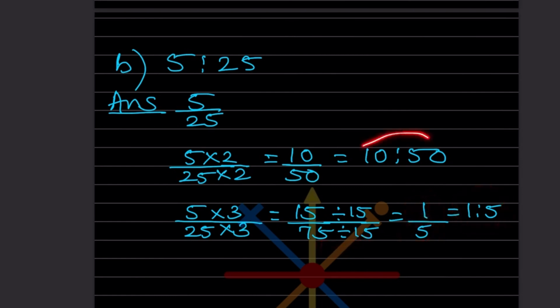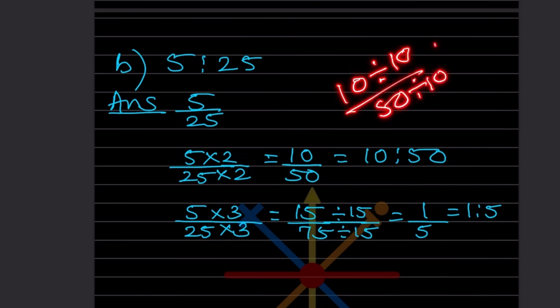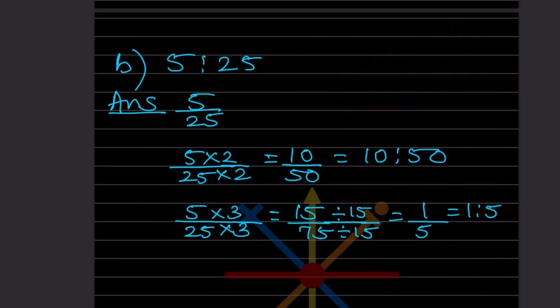And this also, if you want, you can do by dividing 10 by 10 and 50 by 10. If you don't know it directly, you can do it like this. So this is 1, and 10 fives are 50, so 1 by 5 is the same. Anyways, you can do it.